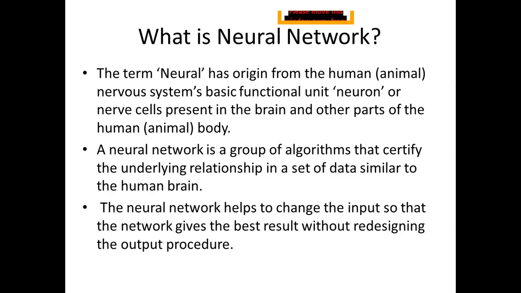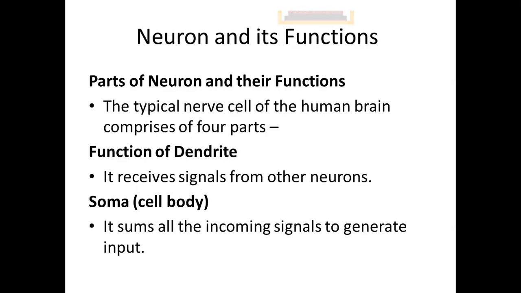Also, the neural networks help to change the input. So what is the net result we are getting? The network gives the best result without designing the output procedure. Whatever it is, we get the expected result. Followed by that, we want to know about the neuron and its functions.